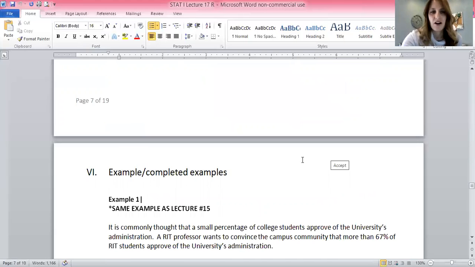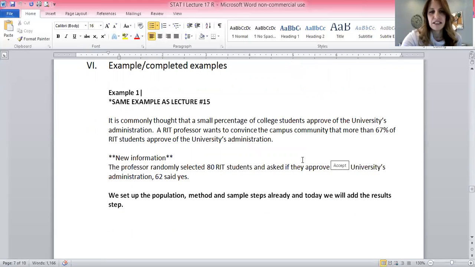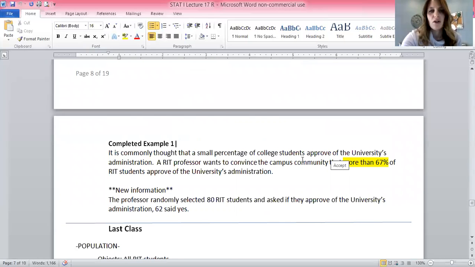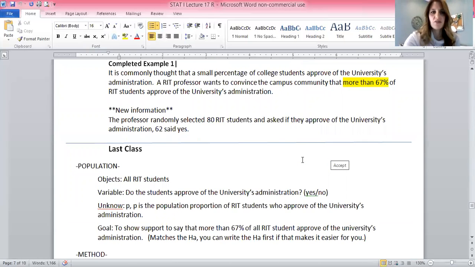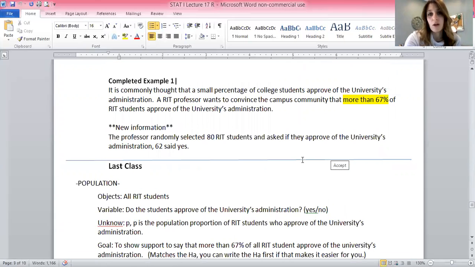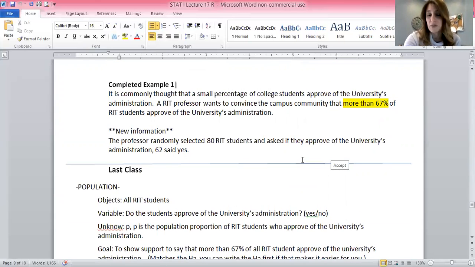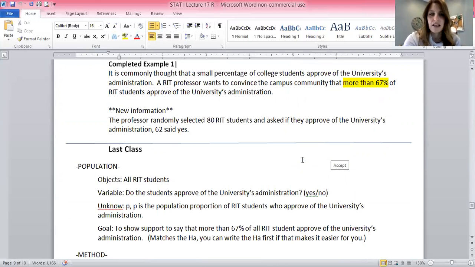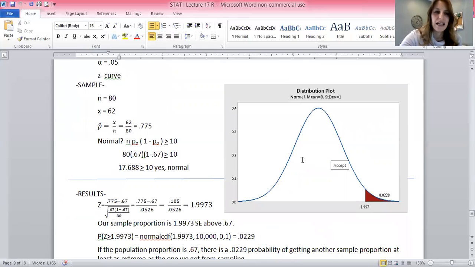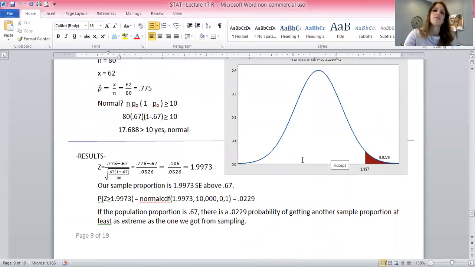All right, so for our examples here, I just took the same examples that we looked at last lecture and added on to them. The first example is the percentage of students at RIT that approve of the university's administration. We want to show support that it could be more than 67%. We started and did the first 3 steps, and now I'm going to add in the 4th step, and I put a visual here so you can get an idea.